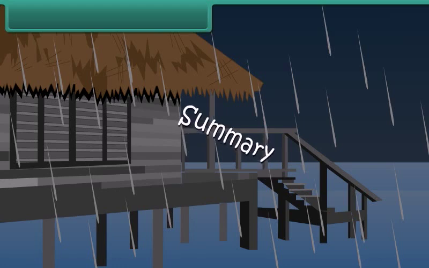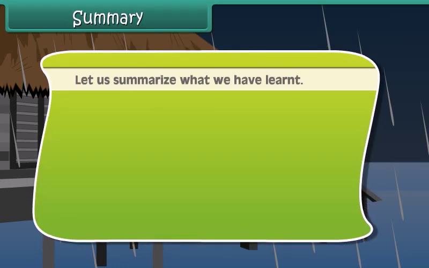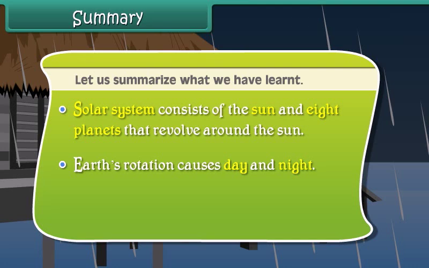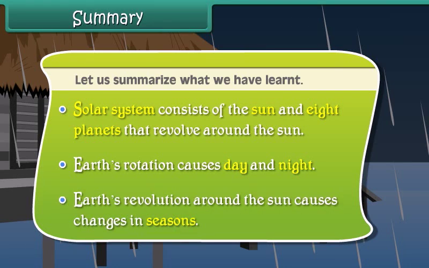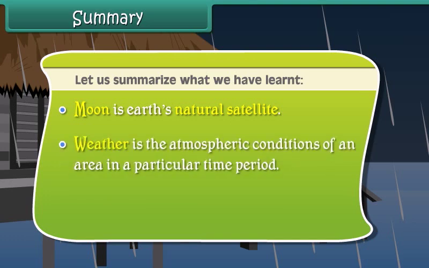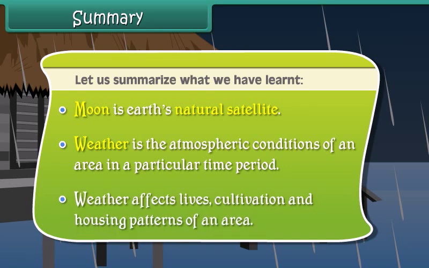Summary. Let us summarize what we have learned. Solar system consists of the Sun and 8 planets that revolve around the Sun. Earth's rotation causes day and night. Earth's revolution around the Sun causes changes in seasons. Moon is Earth's natural satellite. Weather is the atmospheric conditions of an area in a particular time period. Weather affects lives, cultivation and housing patterns of an area.